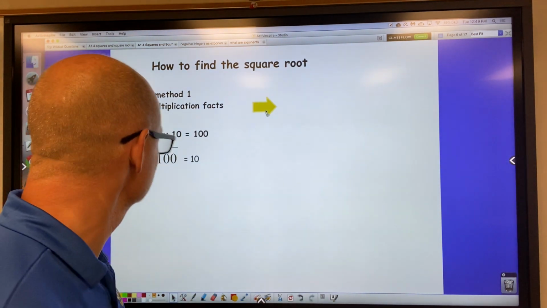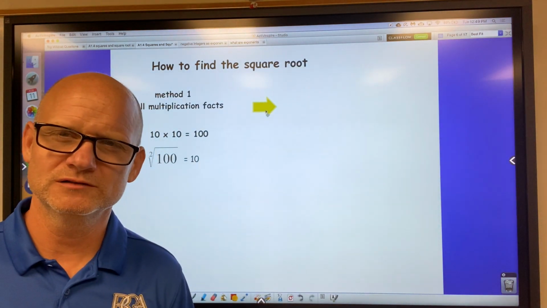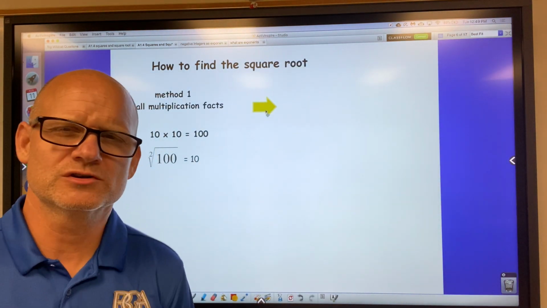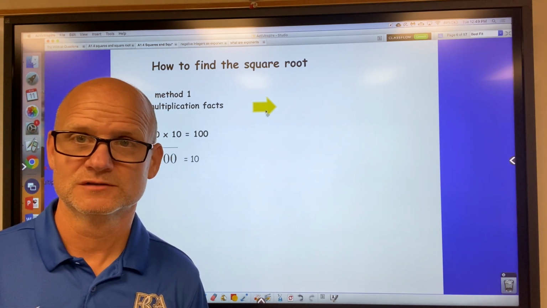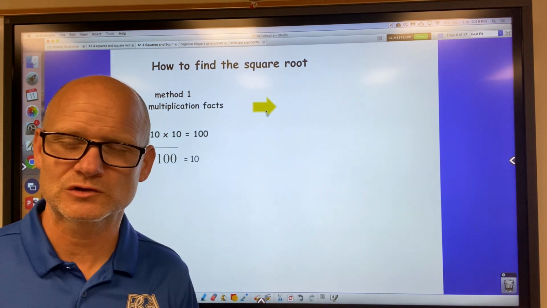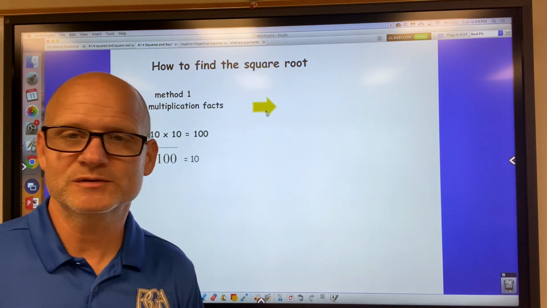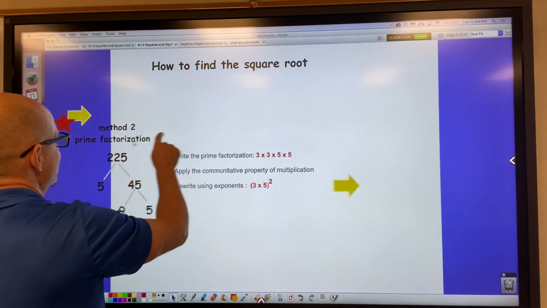So what's the square root of 100? What's the square root of 81? 9, right? Just knowing your math facts, because you're really asking the question, what times what is 81? That's the same digit. What's the square root of 49? 7, right? Because you just know your math facts. So one method is just knowing your math facts, but sometimes you're going to get to a number that you don't know your math facts for.